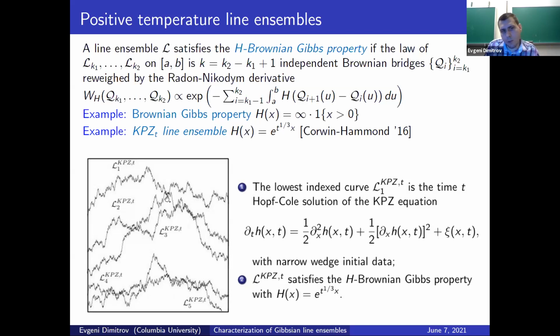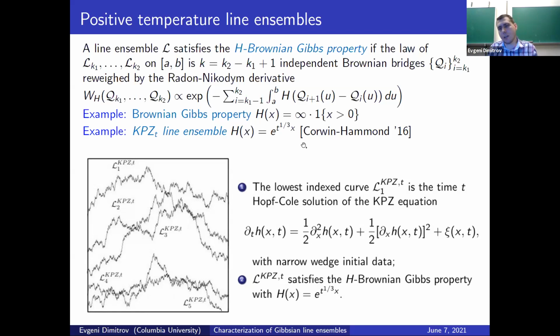Another thing that I'll mention is that, similarly to the parabolic Airy line ensemble, the top curve in this ensemble plays a distinguished role in the KPZ universality class. The top curve, or the lowest index curve, L1, is nothing but the Hopf-Cole solution of the KPZ equation started from narrow wedge initial data. And this is why we have this interaction being t to the 1/3, so that the top curve is exactly the time t solution to the KPZ equation.